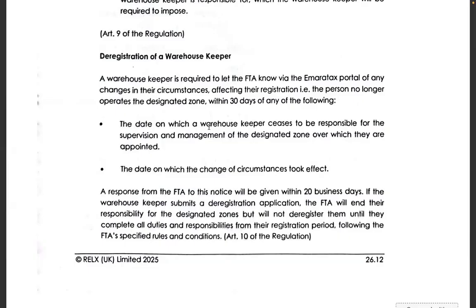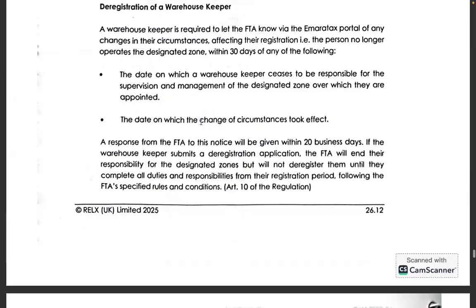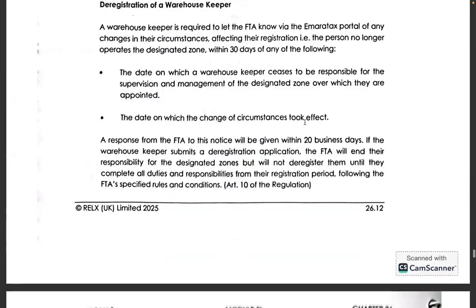The date on which a warehouse keeper ceases to be responsible for the supervision and management of the designated zone over which they are appointed. So within 30 days of ceasing to be responsible for a designated zone, the person should immediately go to FTA and inform the date on which the change of circumstances took effect, or within 30 days of the date on which the circumstances changed. So the person stopped being in charge of the designated zone. A response from the FTA to this notice will be given within 20 business days.